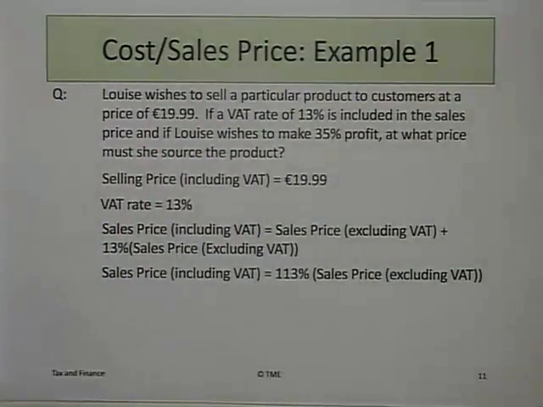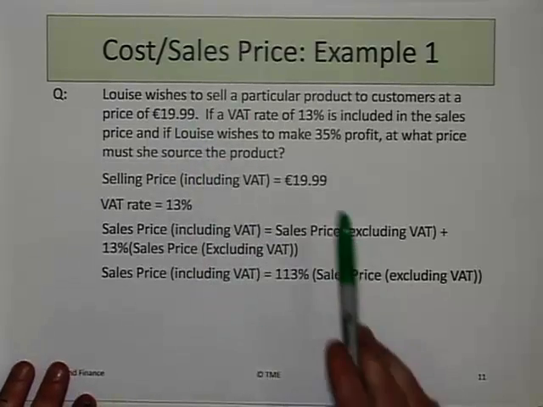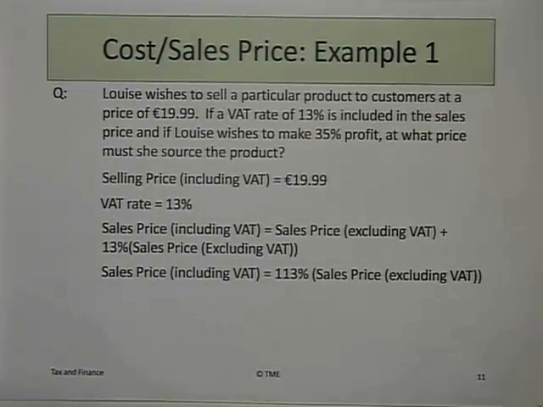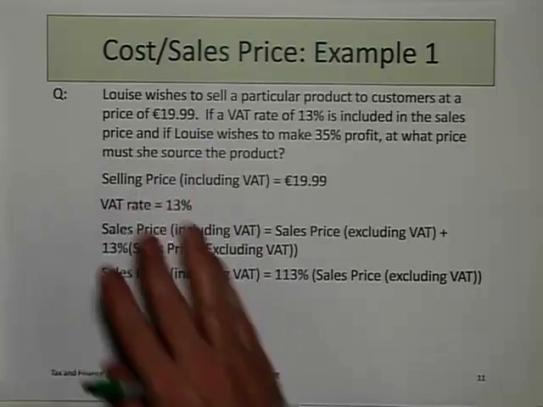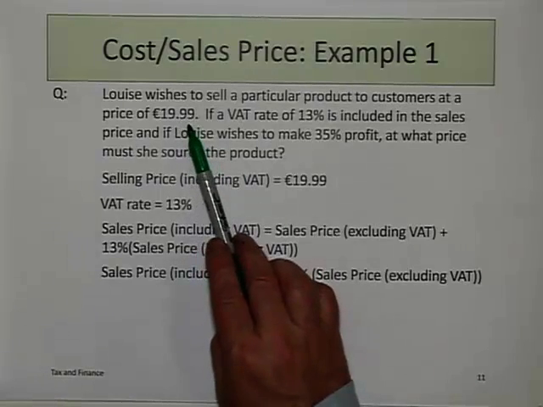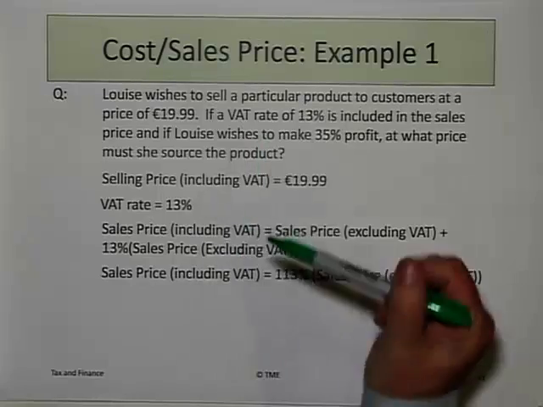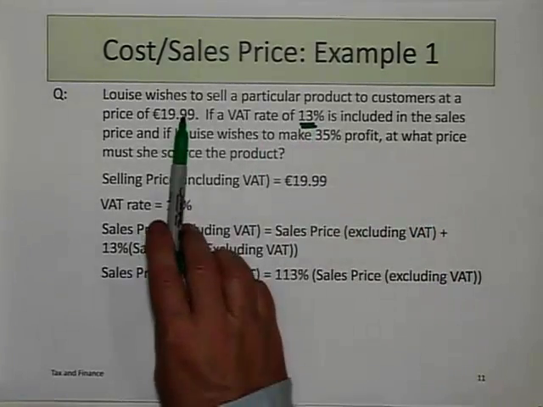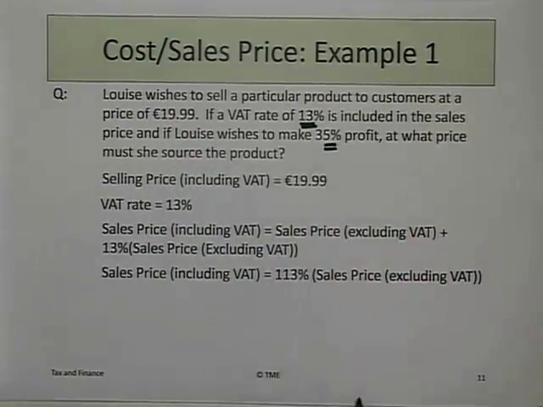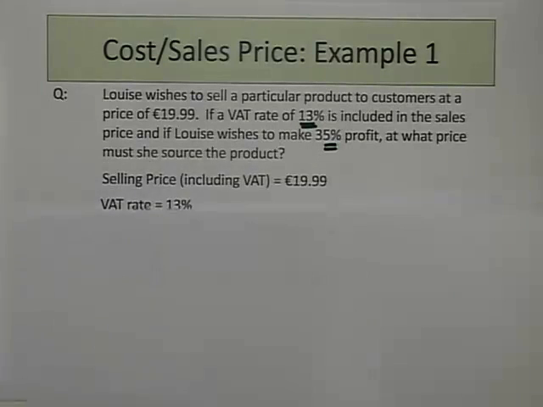Now, let's look at some examples of customers and consumers buying products. Cost, sales, price. We're going to take example 1, and we're going to look at Louise. Louise's business wishes to sell a particular product to customers at a price of $19.99. You see this a lot of times in the shops. Everybody wants to pitch something at a particular price, and there's something psychological about the under €20 mark, so we're talking about exactly $19.99. Because it's being sold for that, and VAT is included in it, the VAT of 13% is in that price. So that already has VAT in it. If Louise wants to make 35% profit, then what does she have to buy this item for?